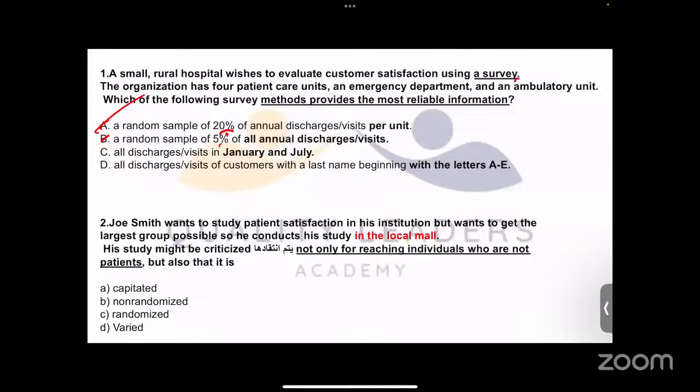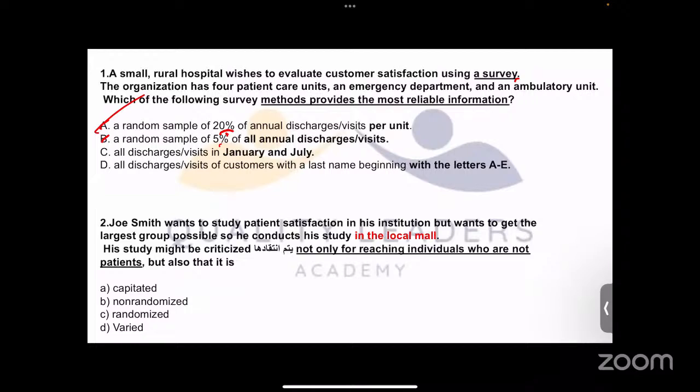So when I take all the discharged patients from the months of January and July, what is this called? It is a type of non-probability sampling, but what is the name? This is what you call convenience sampling. Clear? So let's proceed to number 2.